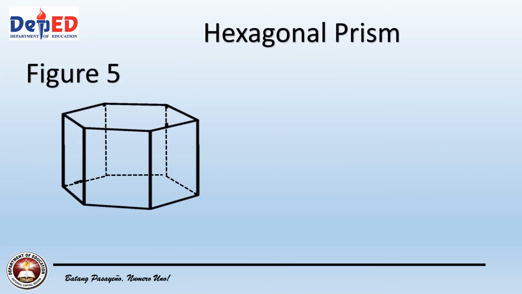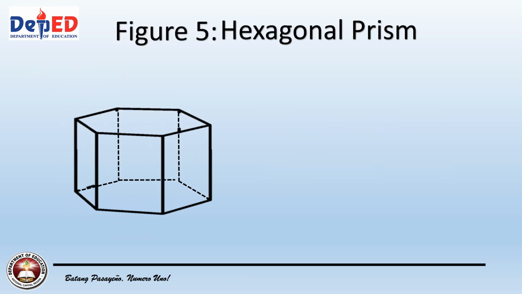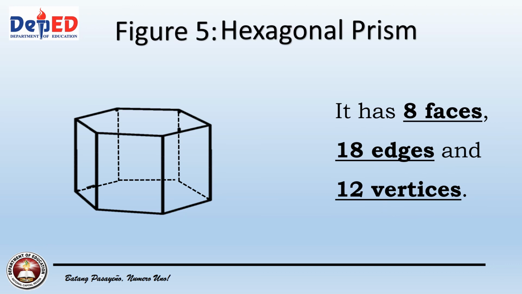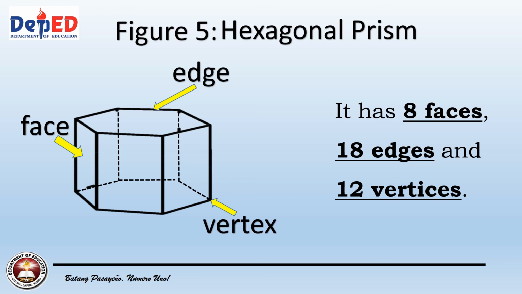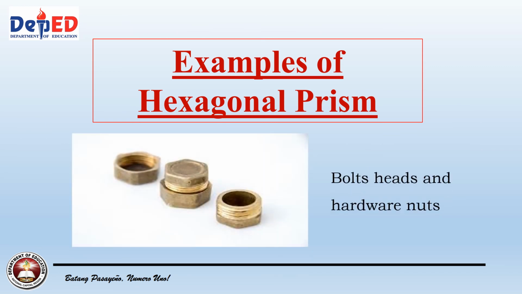Figure number 5 shows a hexagonal prism. It is a prism with hexagonal bases. It has 8 faces, 18 edges, and 12 vertices. Some examples of hexagonal prisms are bolt heads and hardware nuts.